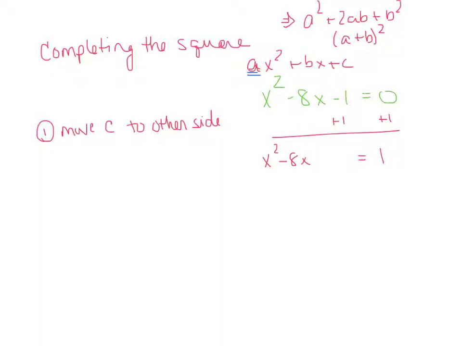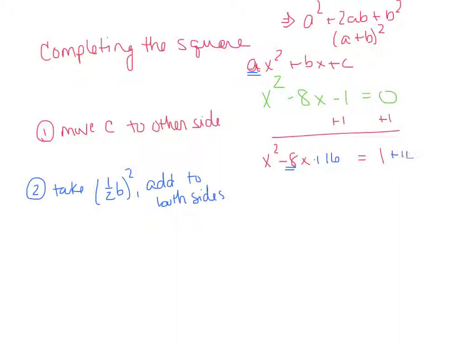So step number 2 here: we are going to take half of b, square it, and then add to both sides. This is the completing the square step. This is making a perfect square trinomial. So b is 8, or negative 8. When you square it, it turns positive, so you don't have to note the negative if you don't want to. So half of that is 4. 4 squared is 16. So we are adding 16 to both sides. So what you have made is a perfect square trinomial. That was our goal.